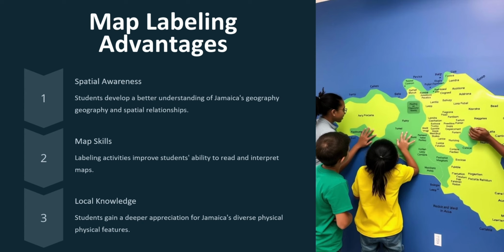Map labeling advantages. So we have spatial awareness, map skills, and local knowledge. Spatial awareness is when students develop a better understanding of Jamaica's geography and spatial relationships. Map skills is where labeling activities improve students' ability to read and interpret maps. And local knowledge is where students gain a deeper appreciation of Jamaica's diverse physical features.